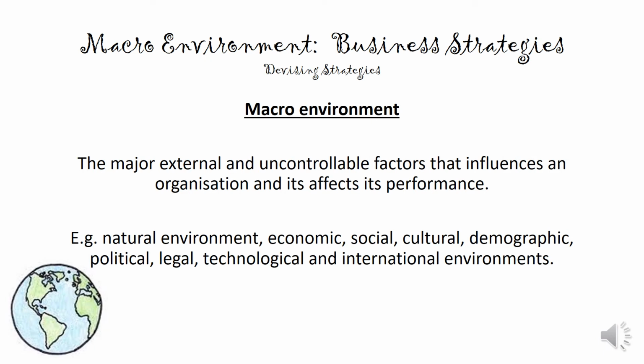The macro environment is major external and uncontrollable factors that influences an organization and affects its performance, like, for example, the natural environment, should there be a drought or a flood, economic environment, like for example, us being downgraded to junk status. That'll obviously have an impact on the economy. If the economy goes into a recession, potentially a depression, obviously that will impact on the business as well, very negatively. And there's absolutely nothing that we can do about it. Absolutely no control over this.